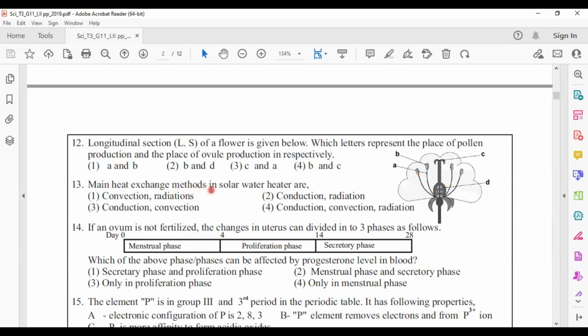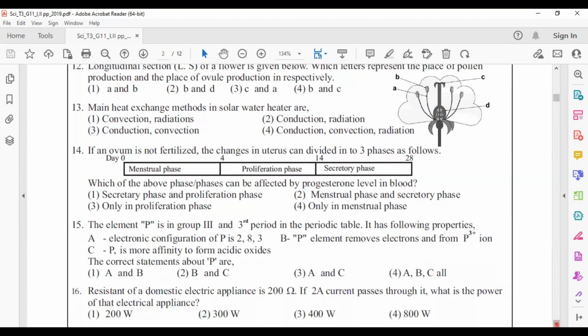Main heat exchange method in solar water heater are... the main heat exchanging methods are convection and radiation. Answer number 1, convection and radiation.